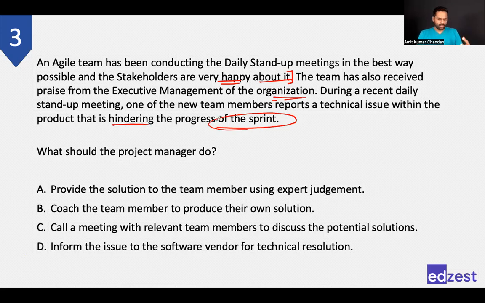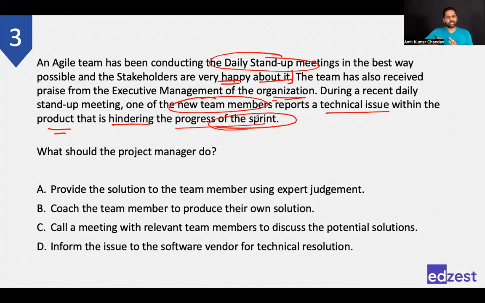So what's happening? There's a team who has been doing a fantastic job with respect to daily stand-up meetings. Praises all around, having a gala time. And then there's a new team member who reports a technical issue within the product that is hindering the progress of the sprint. So they are facing some technical issues which is hindering the progress of the sprint entirely. Now, what should the project manager do? In such cases, what would the project manager do? Let us have a look at the options.